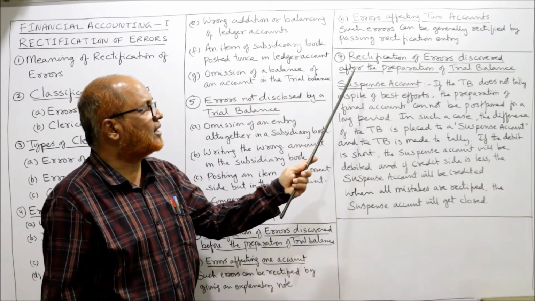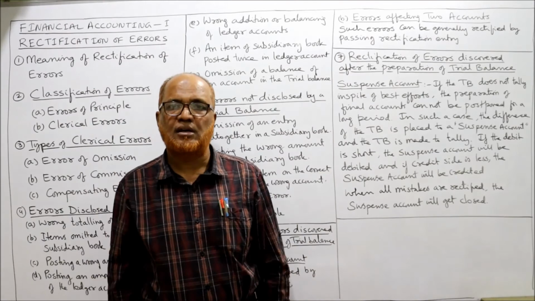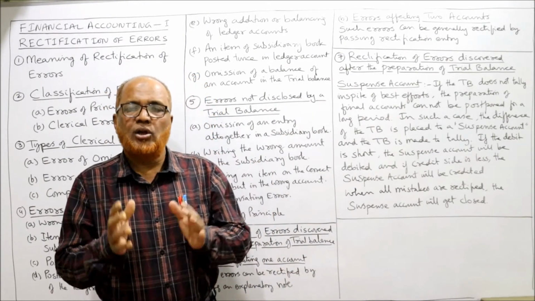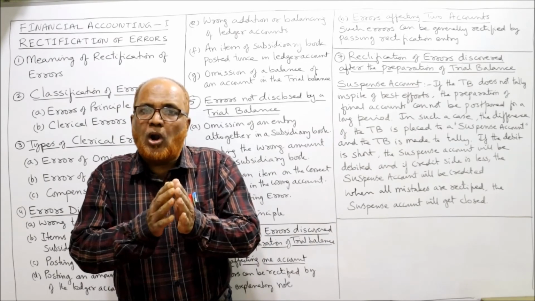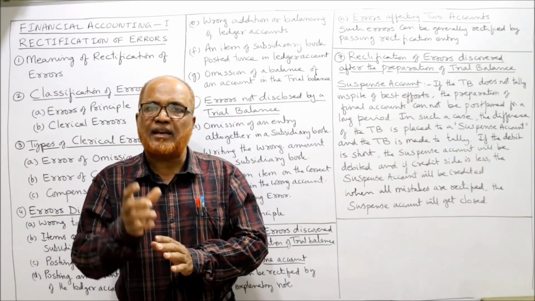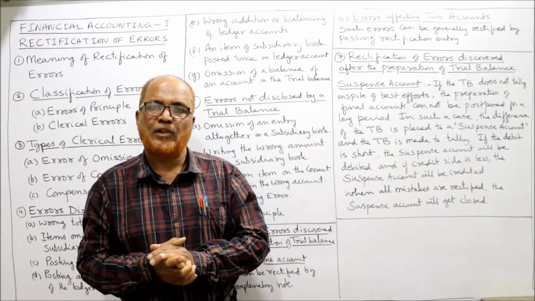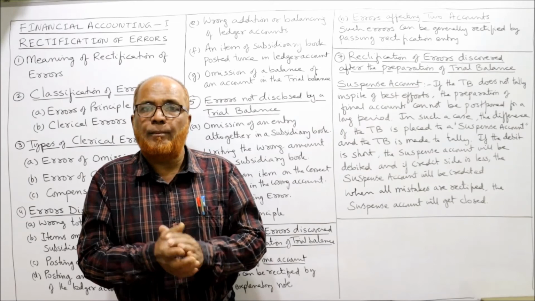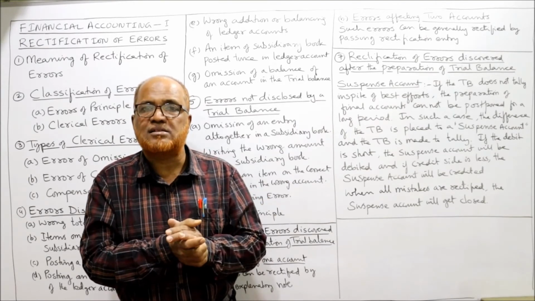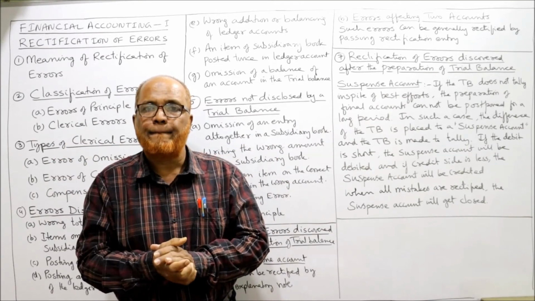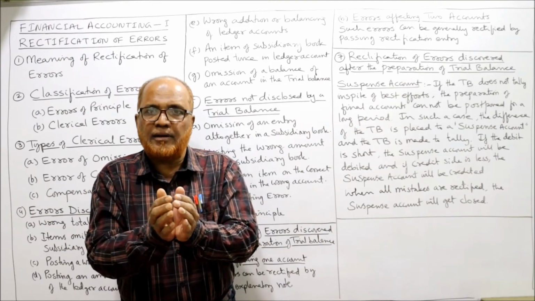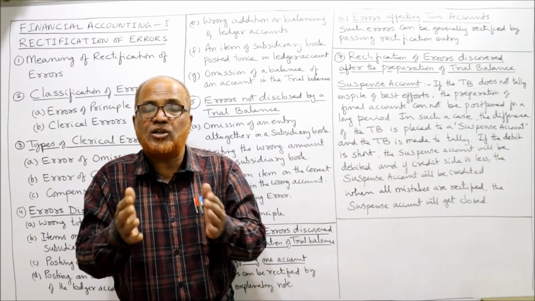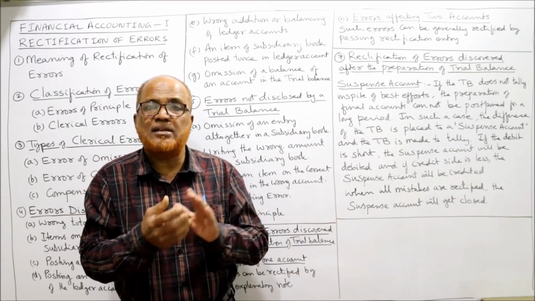Now, rectification of errors disclosed after the preparation of trial balance. Normally, what will happen? We cannot prolong the preparation of financial statements, the final accounts, for a long period of time. We are in urgency of preparing the final accounts, but the accountant is finding some errors. His trial balance is not tallying. At the year ending, at the time of closing the accounts, the accountant is in a hurry to prepare the final accounts, but his trial balance is not agreeing.